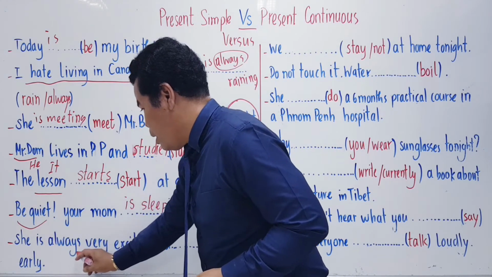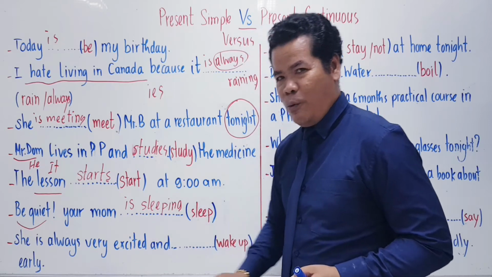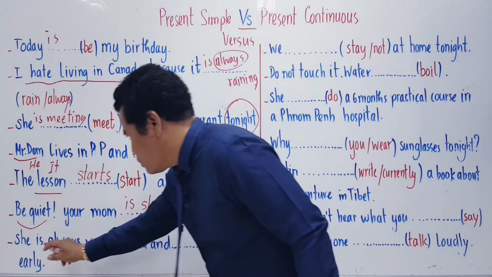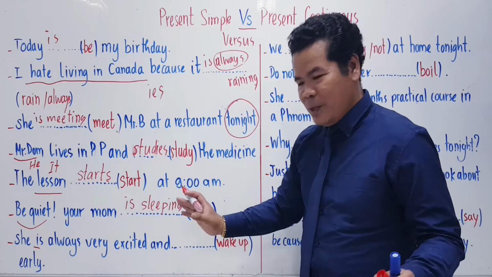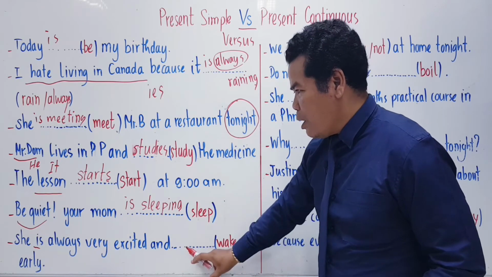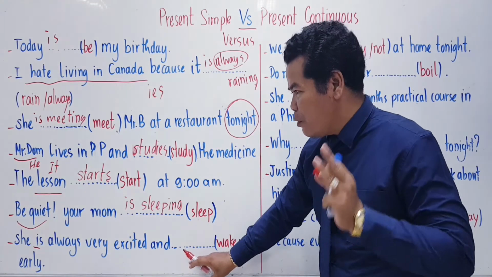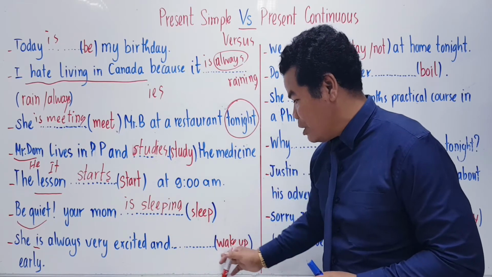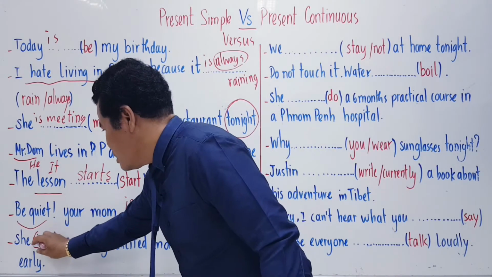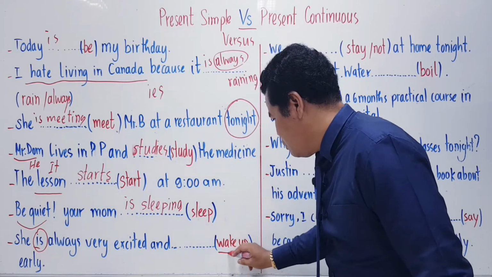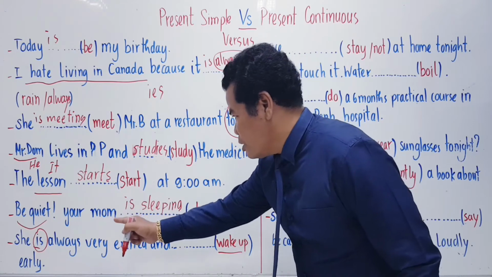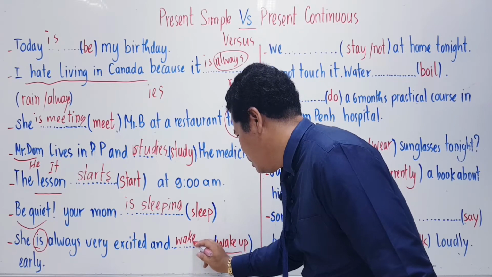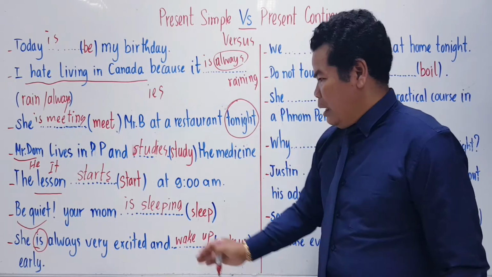She is always very excited. She is always very excited. And what is that? Look at this one. Always. Okay? She's always very excited. This one cannot be used in the present progressive. Even though you see the word always over there, it's not mentioned in here. So what is that? Present simple, and then here has to be present simple. So what do you say? She is always very excited and, okay. Is it the right verb?